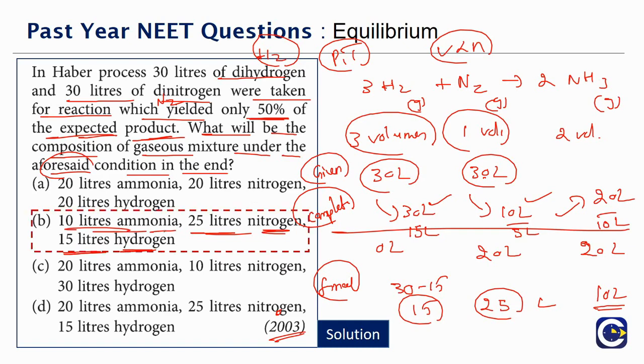So what is the correct answer for this? Option B. So what are we doing? We are first finding out what the complete reaction means, and now we are talking about only 50% yield. Whatever is the complete scenario, only 50% of the amount will be the consumption amount on the reactant side. Whatever is the product formed, only 50% of that will be the actual product formed.